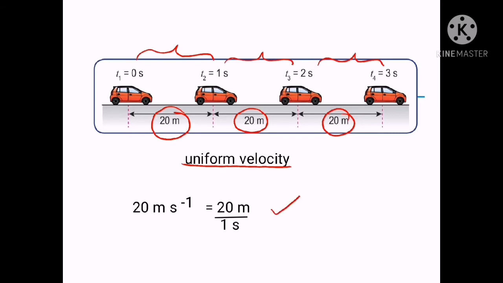Alright, remember meter per second is the unit for velocity. 20 meters per second, meaning in 1 second, the car will move by 20 meters. Now what if the car, after 4 seconds, what would the displacement be after 4 seconds? After 4 seconds, the car will cover 80 meters.